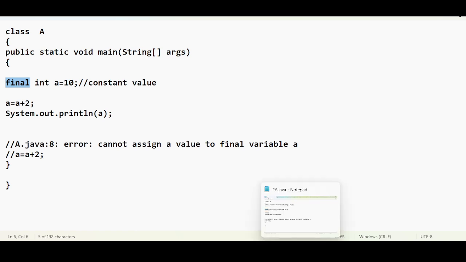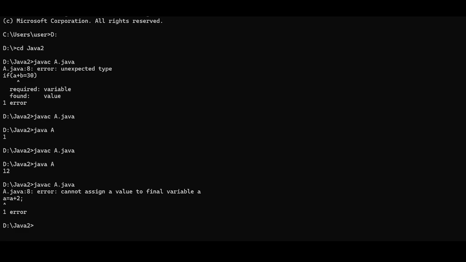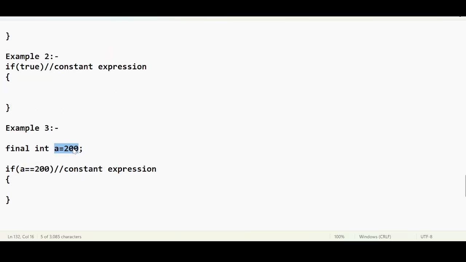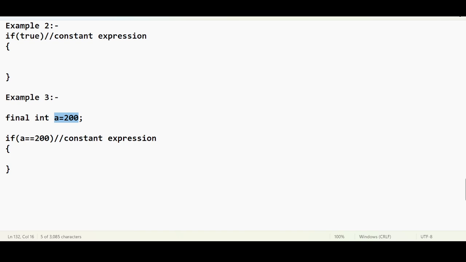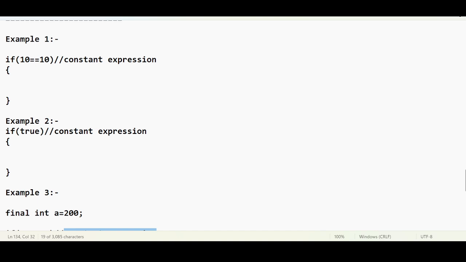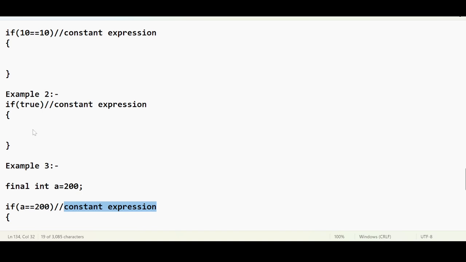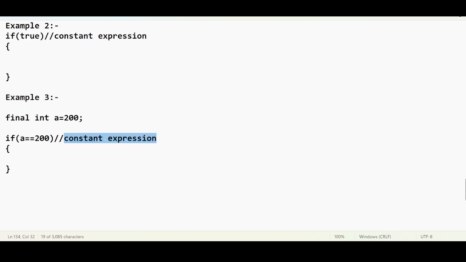Can I conclude that with the help of this example, I can say that this is also a constant expression? Yes or no? Do you agree with me? First two examples are completely fine. So we are just doing 10 equal to 10 and you are using the direct constant, but here you are using a variable, but still it is going to get treated as a constant expression because of this final keyword.